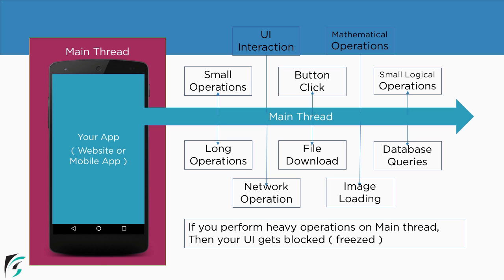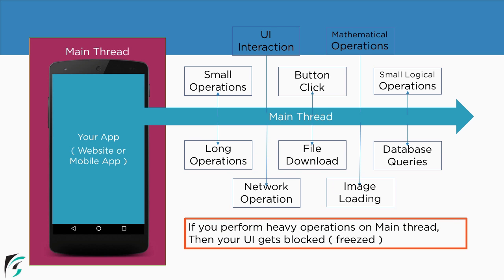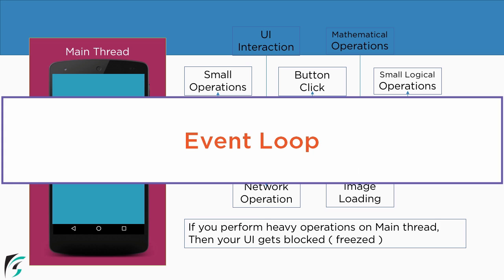Well, earlier in this course I showed you this slide that the Node.js application is single-threaded. It just contains one main thread. So if you perform the long-running operation on this main thread, then it might block your UI, or it will simply hang your application, or in simple words, your application might get frozen. So to perform this long operation in the background asynchronously, we have the event loop into picture.